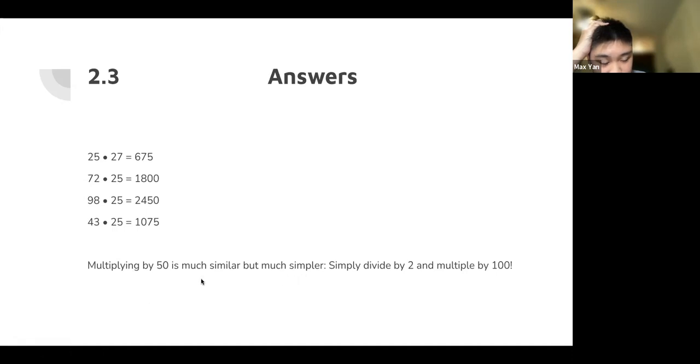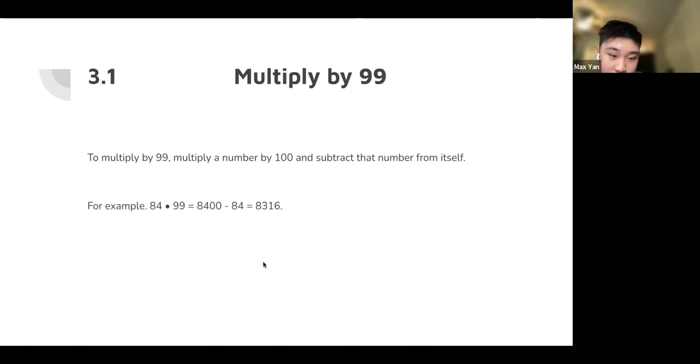Okay, so the same thing goes for multiplying by 50. You divide by 2 first, but then you multiply by 100. So we're going to skip over multiplying by 50, but now we're going to head to multiplying by 99.